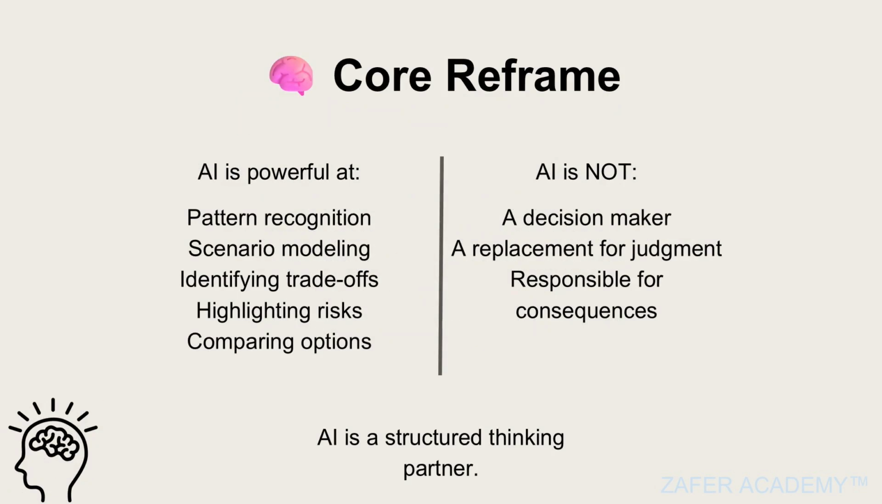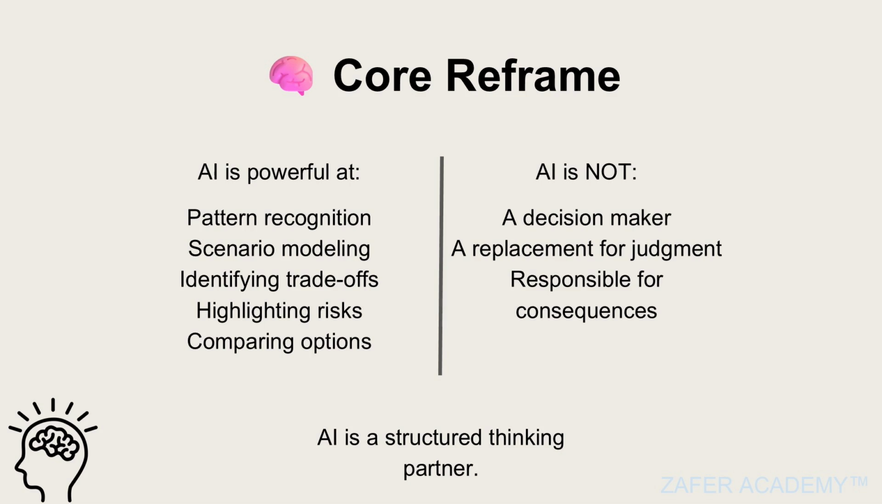Now we are coming to the core reframe. So what are we looking at in this core reframe? This is the mindset shift, or a change in your point of view, for this particular lesson. AI is powerful at pattern recognition, AI is powerful at scenario modeling, AI is powerful at identifying trade-offs, AI is powerful at highlighting risk, and AI is powerful at comparing options, right?